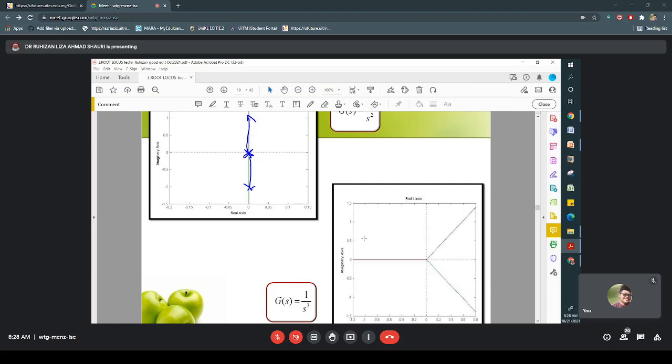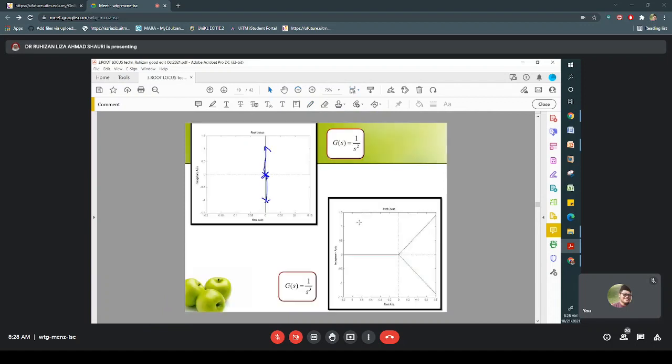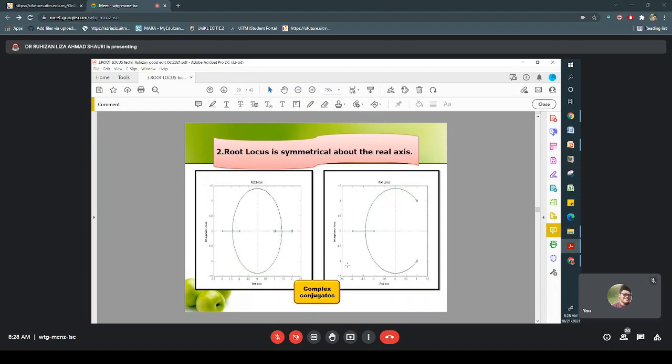That's how you learn about the first rule. The number of branches must be the same as the number of your closed loop poles. Now next, any questions until there? No. Not yet. Okay, hold on.